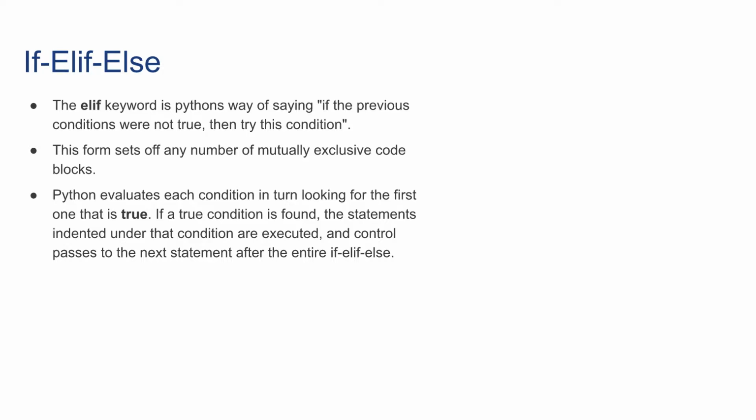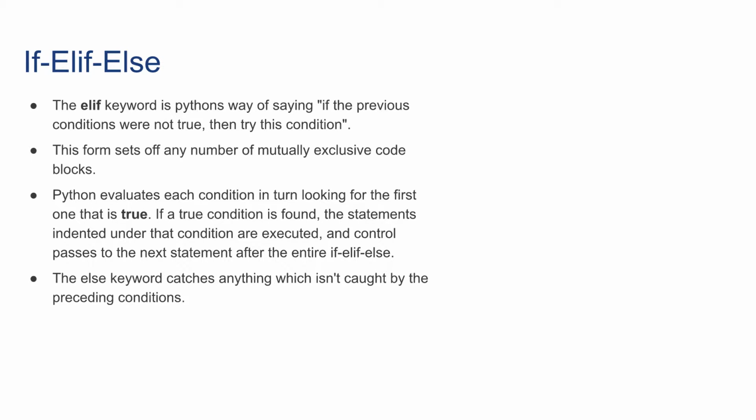If a true condition is found, the statements indented under that condition are executed, and control passes to the next statement after the entire if-elif-else. The else keyword catches anything which isn't caught by the preceding conditions, in other terms, if none are true, the statements under else are performed.